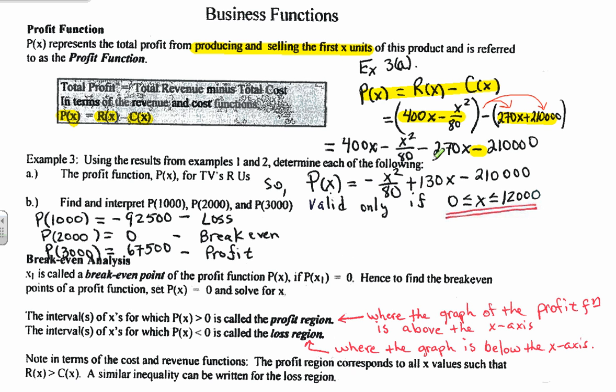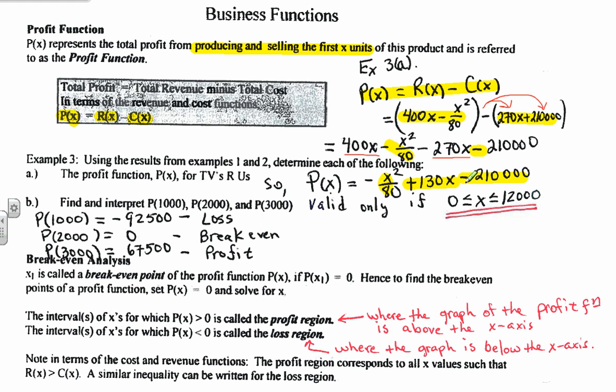Okay, continue now. I write P of X here is going to be this first term, negative x squared over 80. That's this term here. And then what I'll do, I'll combine my like terms. Notice that this term here and this term over here combined together. 400 take away 270 is 130x. So I get 130x, positive 130x. And then notice that this final one right here is a negative 210.